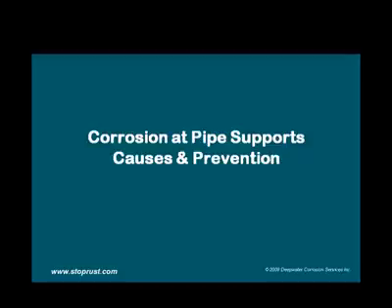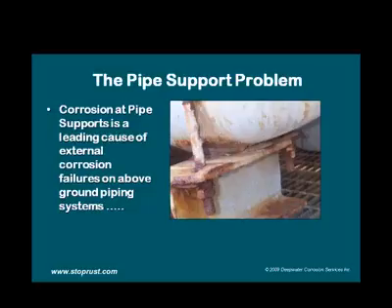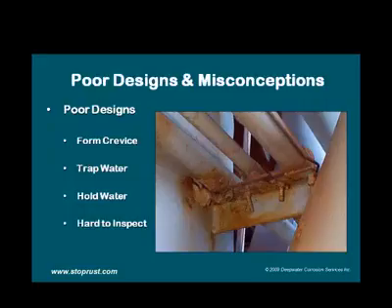Thank you very much, and thank you all for coming, and thank you for your patience. Today we'll be talking about corrosion of pipe supports, causes, and preventions. And here's the problem. Corrosion of pipe supports is the leading cause of external corrosion failures on above-ground piping systems, and today we're going to talk about why. The reason is there are poor designs and misconceptions about pipe supports and the causes for corrosion.